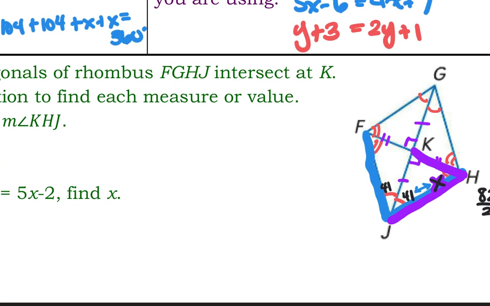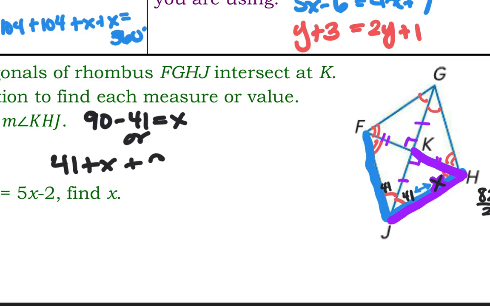You could do option 1 that says 90 minus 41 equals x. Or you could do 41 plus x plus 90 equals 180. Both options are correct, right? One's looking at it as a whole triangle. Someone else is looking at it as the two acute angles in a right triangle. Either one's correct. Just pick one to do.